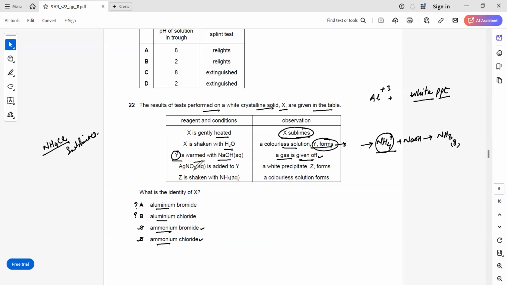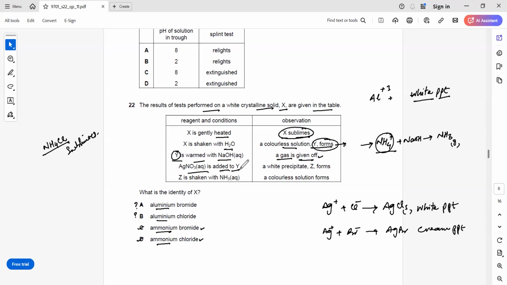They are saying silver nitrate is added to the Y, and we know on addition of this silver ion, if we have chloride ion in the solution, it will give us silver chloride solid, which is a white precipitate, right? And if bromide is there, it gives us a cream precipitate, silver bromide. So let's see what they are saying. Silver nitrate is added to this Y and a white precipitate is formed. Yes, it's a white precipitate.